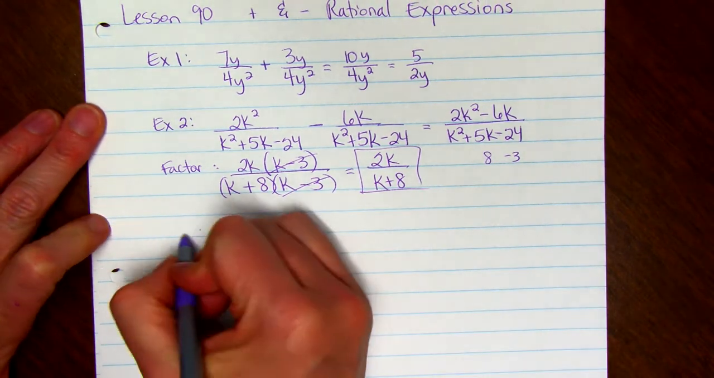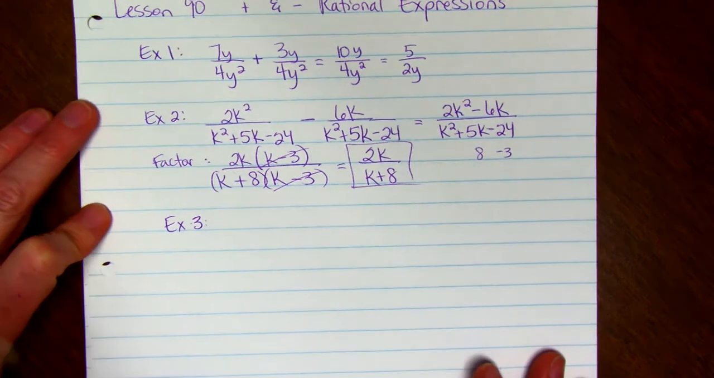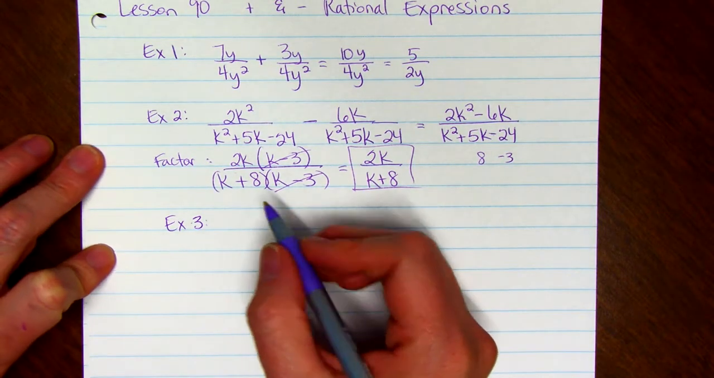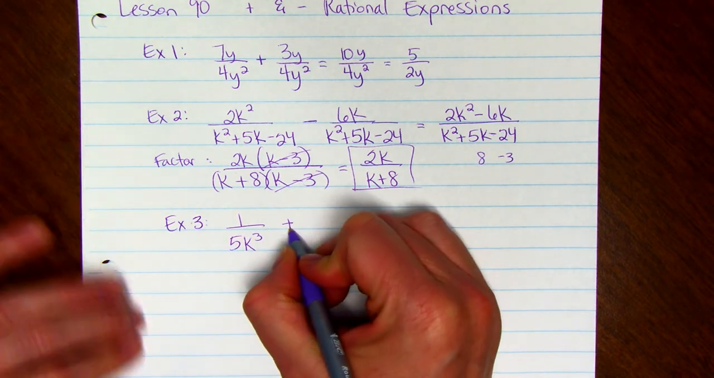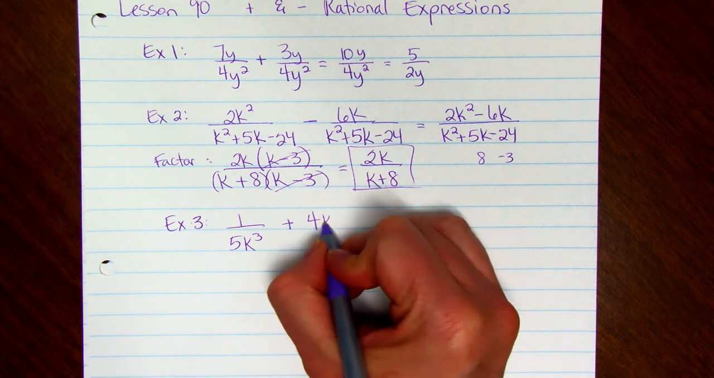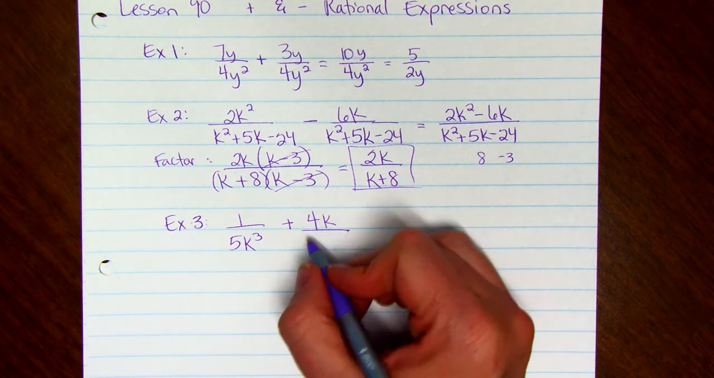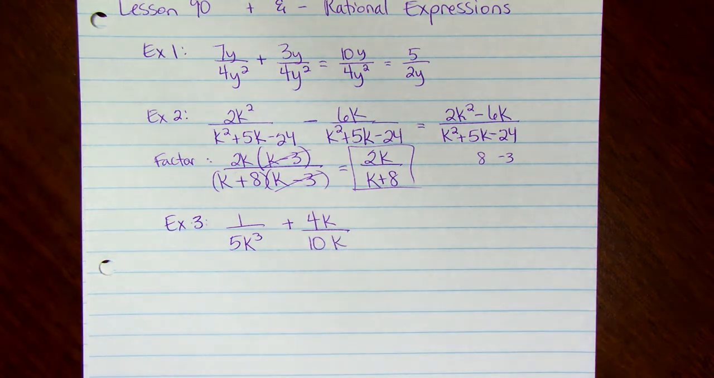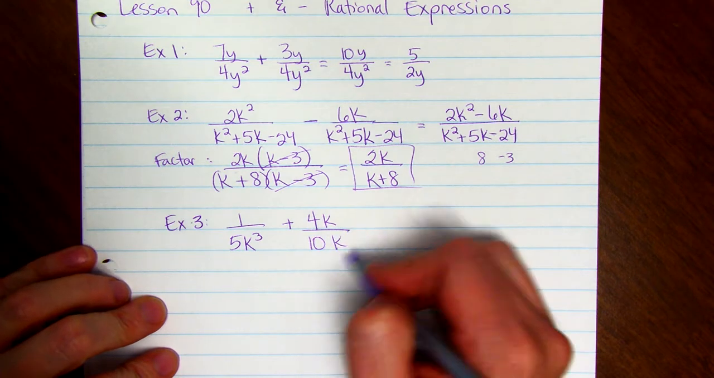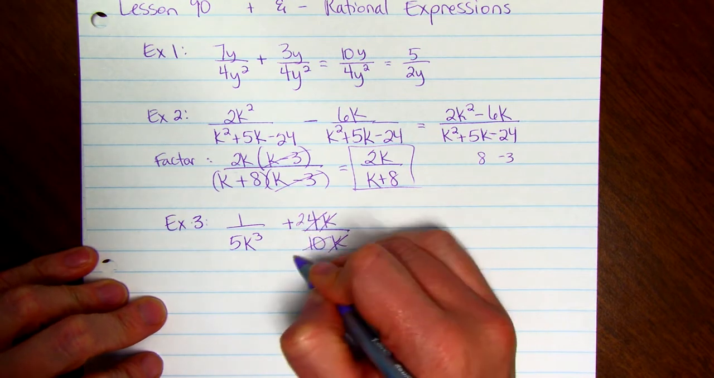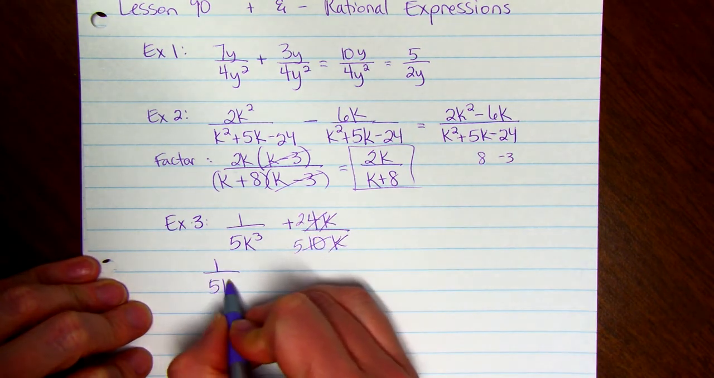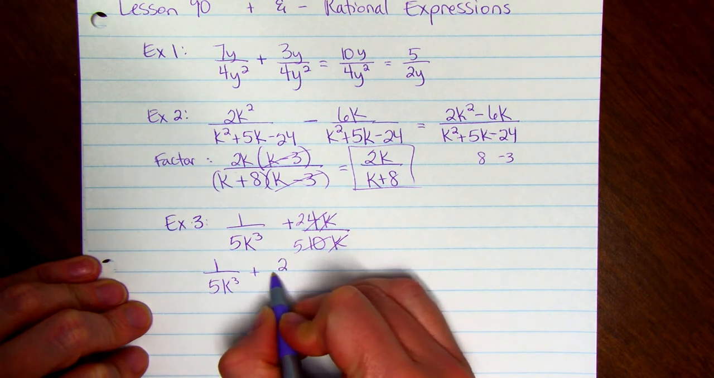Okay, here's another example where we do not have common denominators, and we're going to have to get a common denominator. So we have 1 divided by 5k cubed plus 4k divided by 10k. Okay, so let's see. I'm going to simplify this fraction before we go on. So the k's cancel. 4 divided by 2 is 2. 10 divided by 2 is 5. So we have 1 over 5k cubed plus 2 fifths.